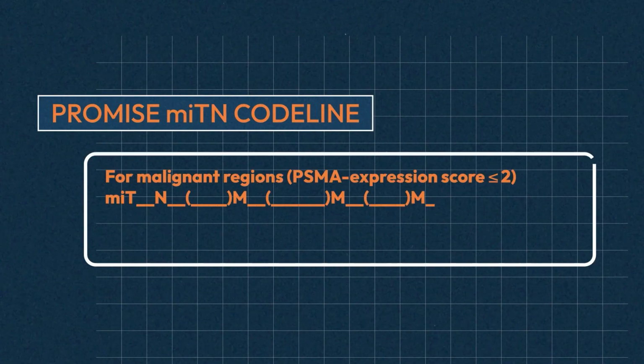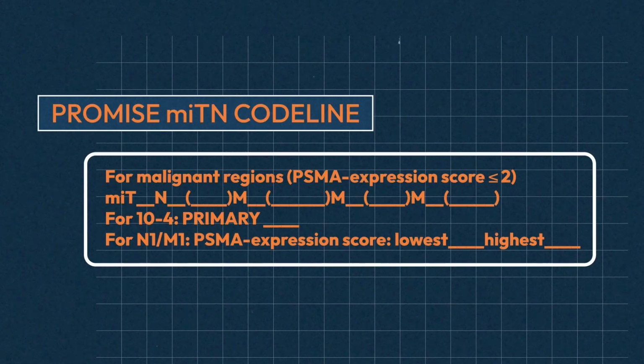And putting all this together, one can then have a true molecular TNM staging, and that is the premise of the PROMISE scoring, where you use the primary criteria to determine the T stage, and then the PROMISE criteria for the N and M, but together you have a molecular TNM staging system.